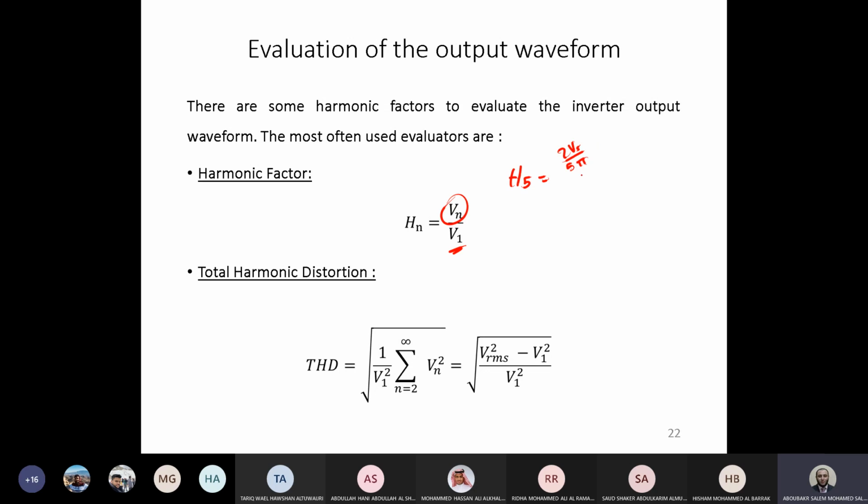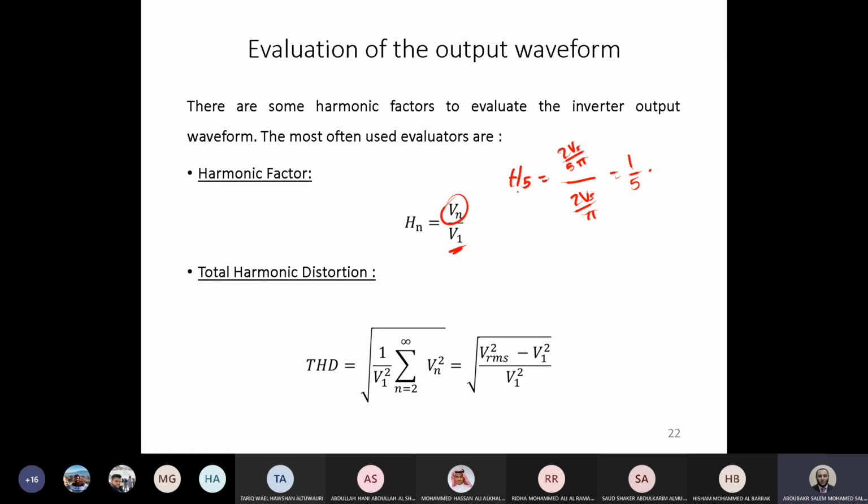Is it right? And you know, yes. For the fundamental, the value was 2Vs over pi. If you compare, you will find here the result is 1/5. So the fifth harmonic order equals 1 over 5. The seventh will be 1 over 7, and so on.